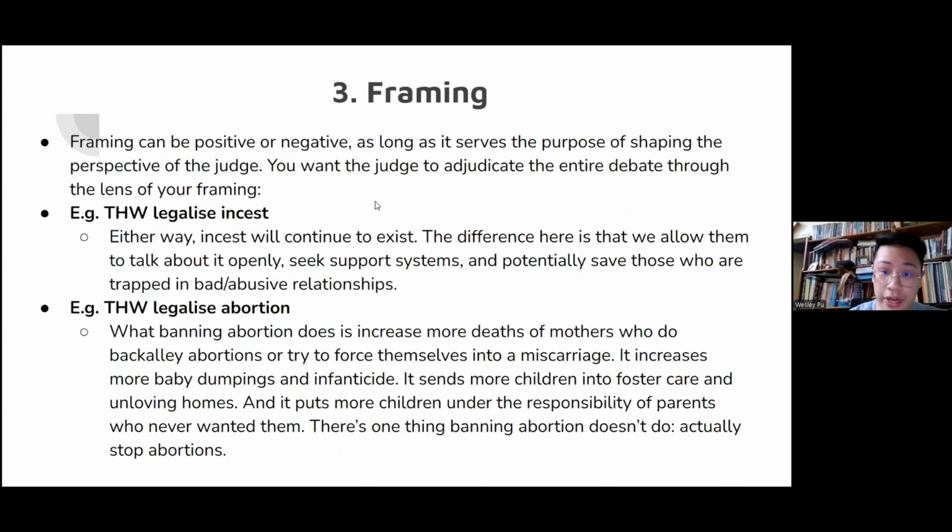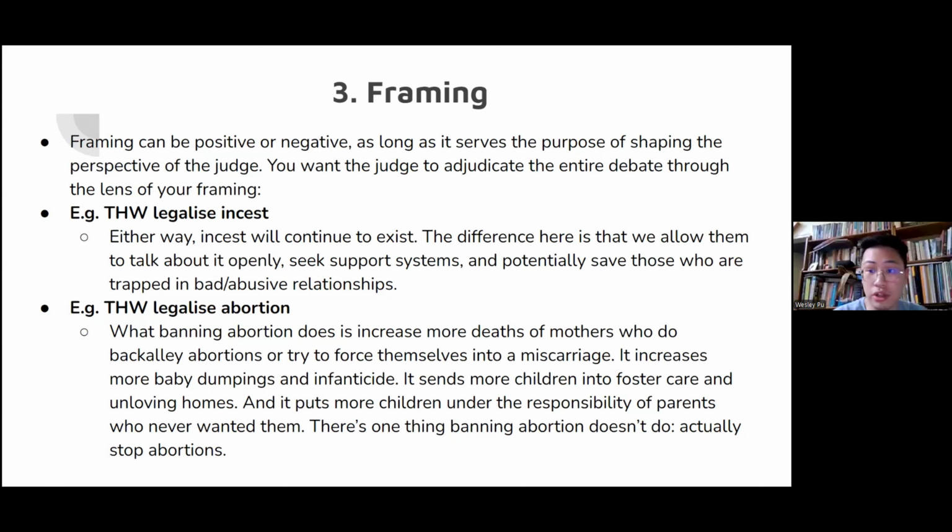Framing can also be positive or negative, as long as it serves the purpose of shaping the perspective of the judge. You want the judge to adjudicate the entire debate through the lens of your framing. For example, this house would legalize incest. Incest is when you sleep with your family members. So in the debate about this house would legalize incest, this is how a frame looks like. It serves the purpose as to shape the judge's perspective. Talk about it in this way.